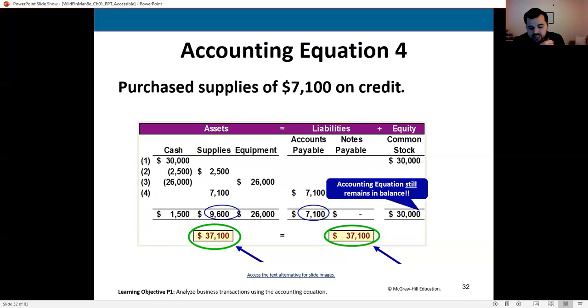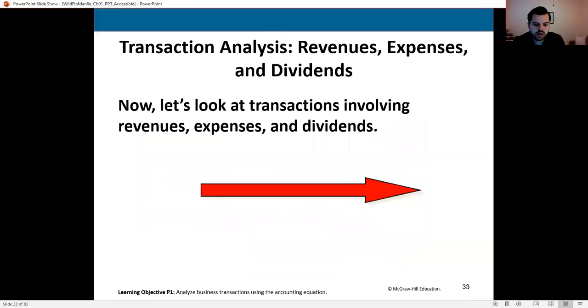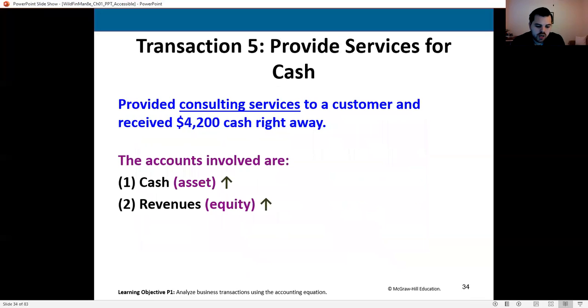So what you are noticing is this accounting equation of assets equals liabilities plus equity will hold true forever. If this is ever not in balance, it is because you have made a mistake. This is a fantastic way to check your work as you go, is to make sure your accounting equation is always in balance. Next, we provide services for cash.